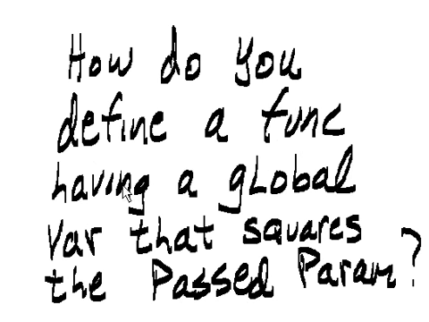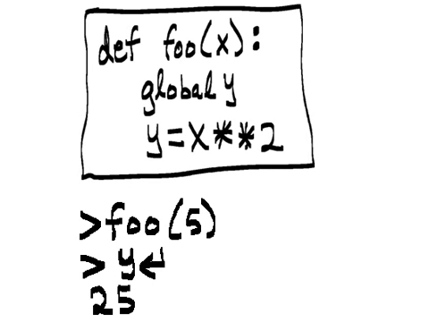How do you define a function having a global variable that squares the passed parameter? Define foo x colon, global y equals x star star 2. I call foo, pass it 5, global y equals 5 squared, that's 25, is assigned to y, which is global. I key in y, hit enter, and I get 25.